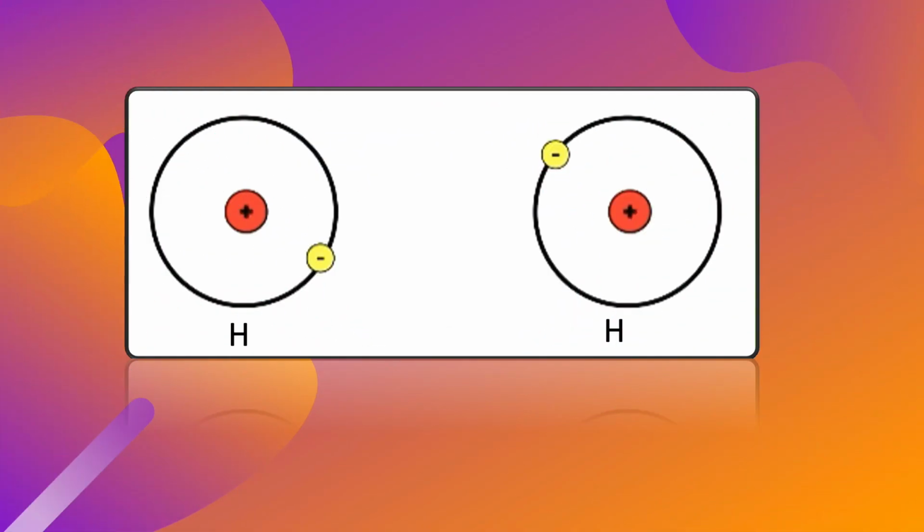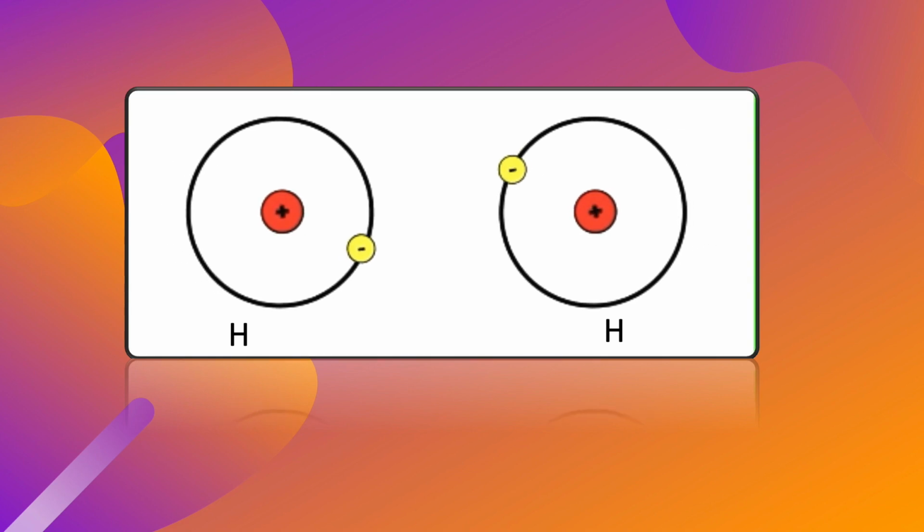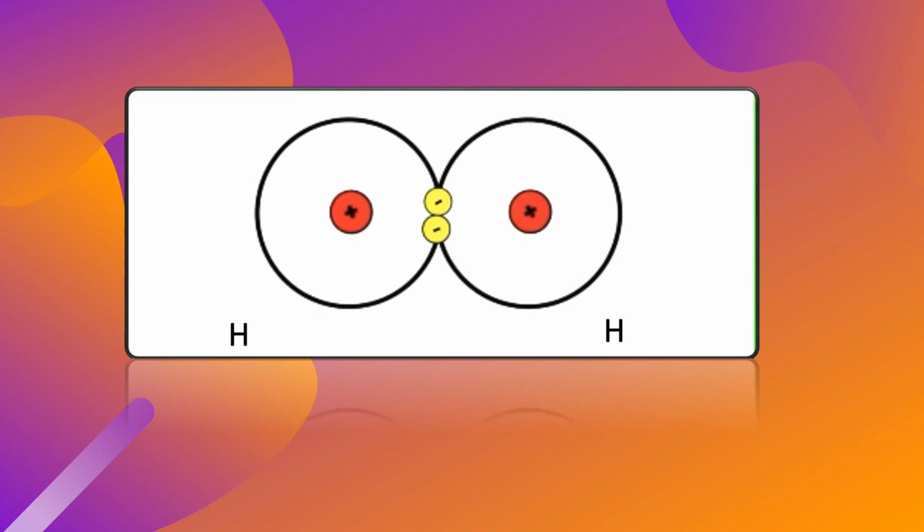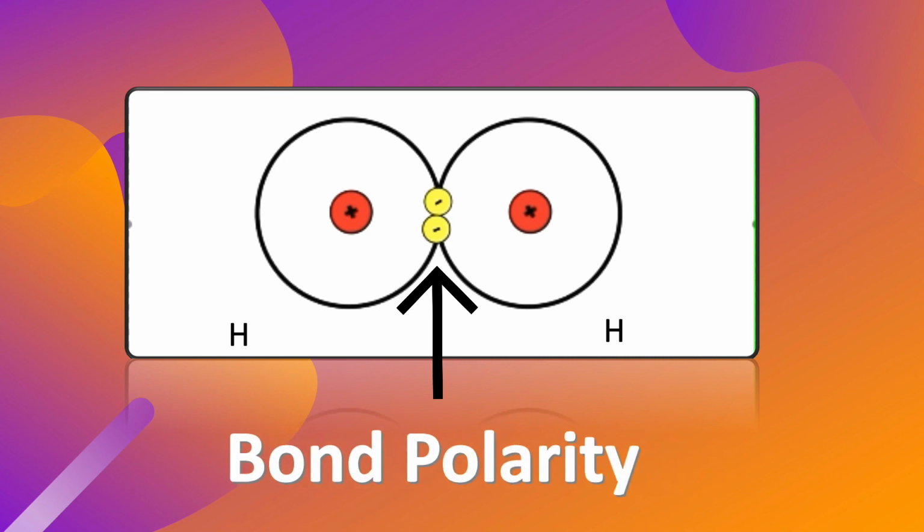Let's say that we have a hydrogen molecule as an example. Both hydrogen atoms are sharing their valence electrons to form a covalent bond. The question is, what is the bond polarity of the covalent bond formed by this molecule? Now, let us learn more about bond polarity.